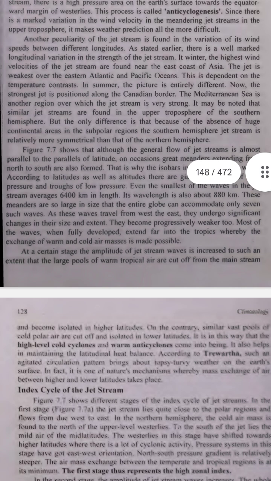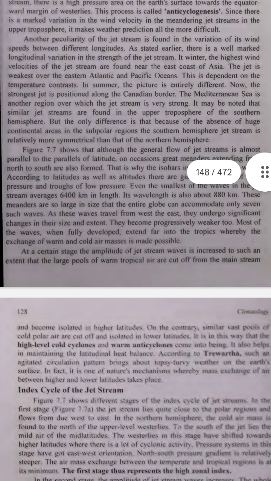Jet streams in the southern hemisphere. In the southern half of the world, jet streams also exist, but they behave a bit differently. Why? Because there aren't as many large land masses near the South Pole. This makes the jet streams in the south more smooth and symmetrical compared to those in the northern hemisphere.